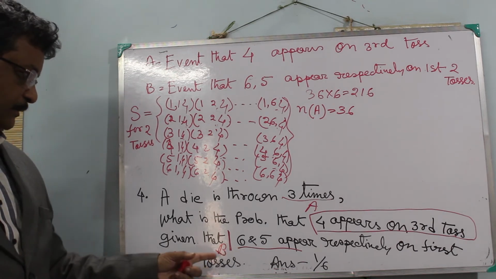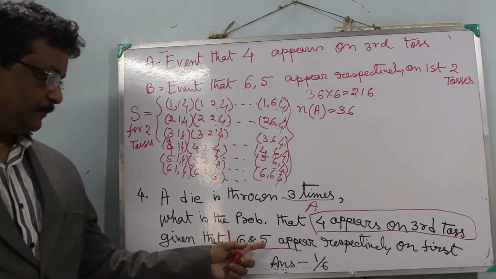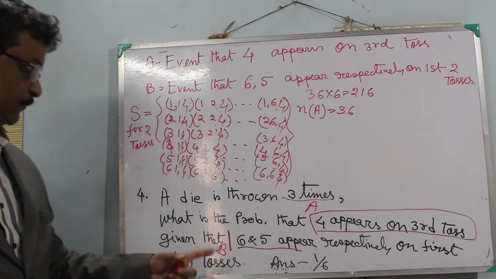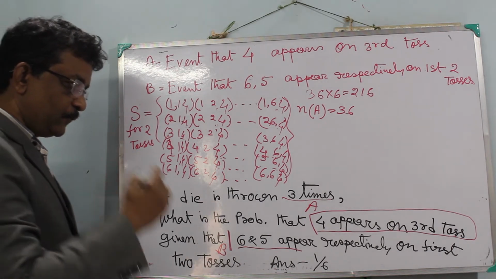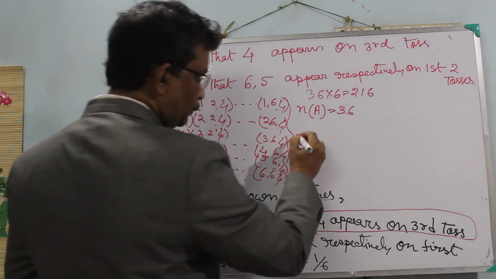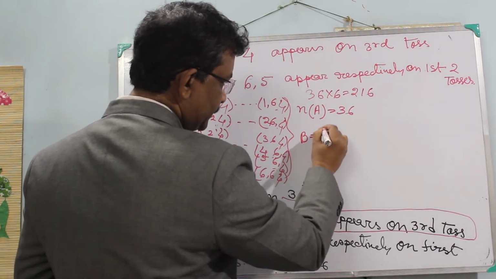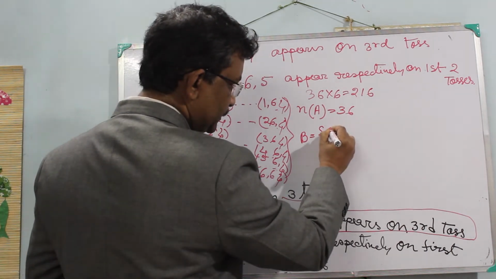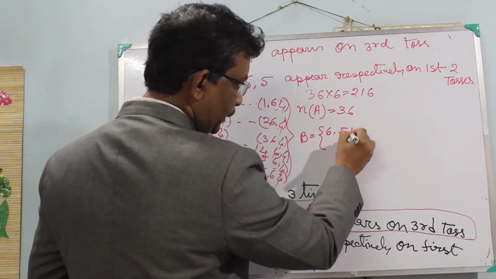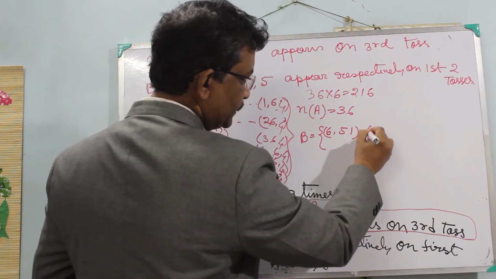And now which has appeared? B. What is event B? 6 and 5 appear respectively on the first 2 tosses. So what is the set B? Set B: 6 5 occurs in the first 2 tosses. So 6 5 1, this may be one case.